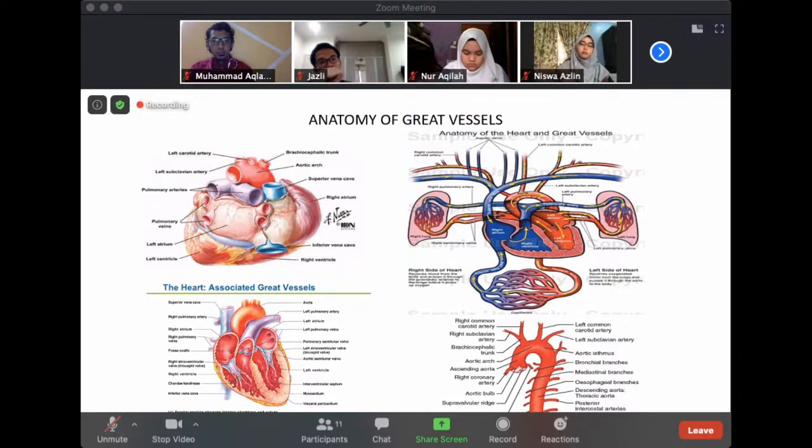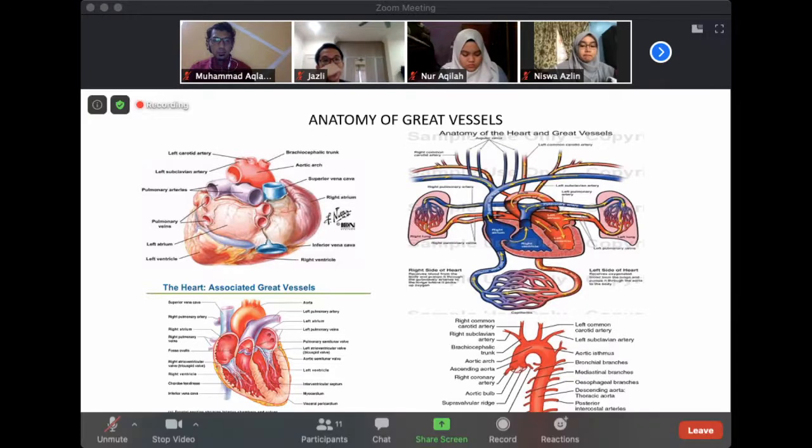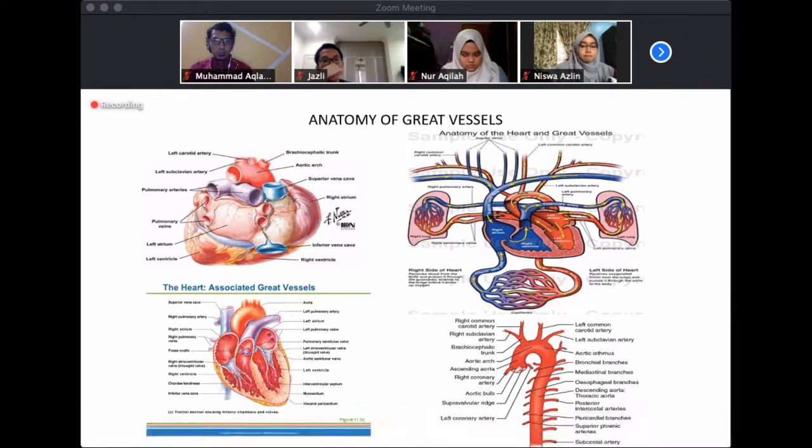So they will need a mixing conduit, which is a PDA or ASD, to survive. Similar to TGA, they will become similar to TGA. So TAPVD is very similar to TGA in terms of the pathology. There will be what we call a collateral, a parallel circulation, without mixing. So they will be very ductal dependent, or they will require ASD for mixing.